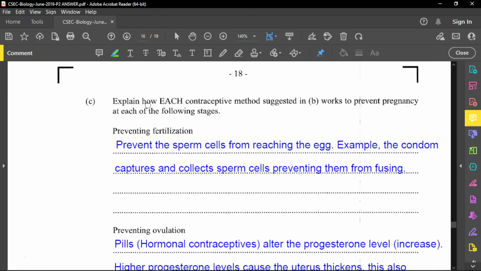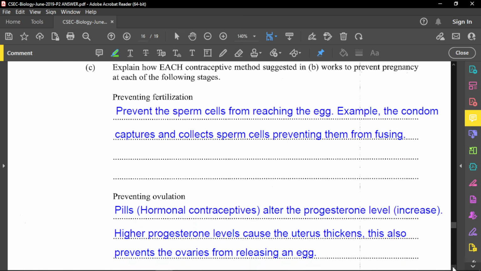For part C, explain how each contraceptive method suggested in B works to prevent pregnancy at each of the following stages. Preventing fertilization: any of the ones that you listed prevent the sperm cell from reaching the egg. That's basically what it's doing. For example, a condom captures and collects sperm cells or semen, preventing them from fusing with the egg. That's how condoms, for example, will work. Caps will do the same thing. They prevent the sperm cells from reaching the egg cell in the fallopian tube.